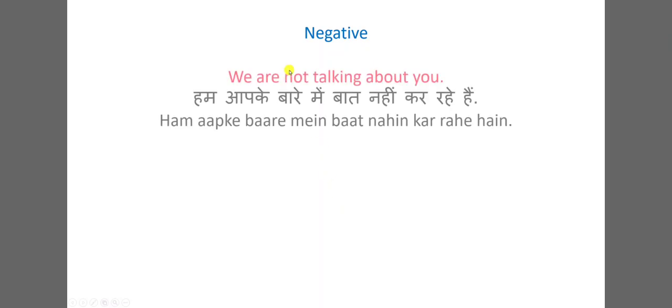Next. To frame negative sentences, we use nahi. And this nahi must be placed before the verb. We are not talking about you. हम आपके बारे में बात नहीं कर रहे हैं. हम आपके बारे में बात नहीं कर रहे हैं. Okay? Now, हम is we. आपके बारे में is about you.